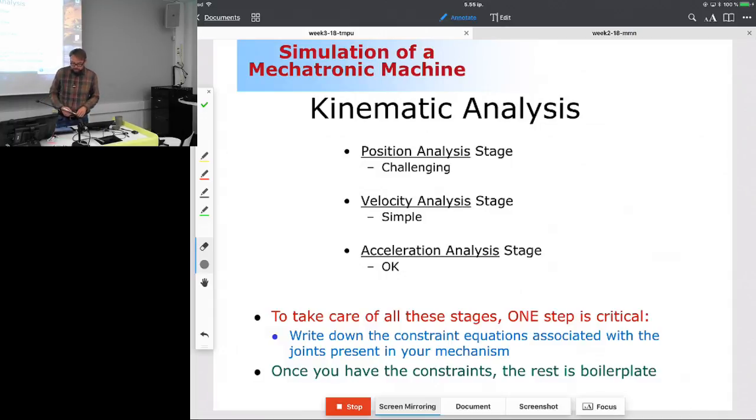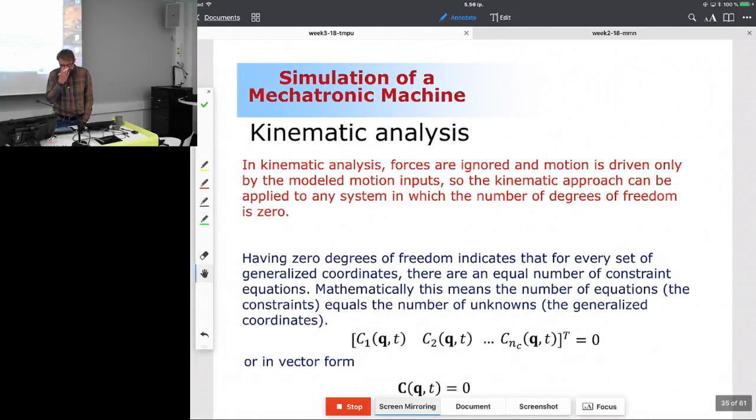You have to take care of all these stages, but step 1 is critical. Step 1, the position level, is the most difficult. To make that happen, you have to write down the constraint equations, and pretty much that's all you need. Once you have the constraints, the rest is downhill. That's what it means. Boilerplate. This is very heavy math, so we are not getting involved in that too much today. So we have 4 minutes, and okay, we can close for today.